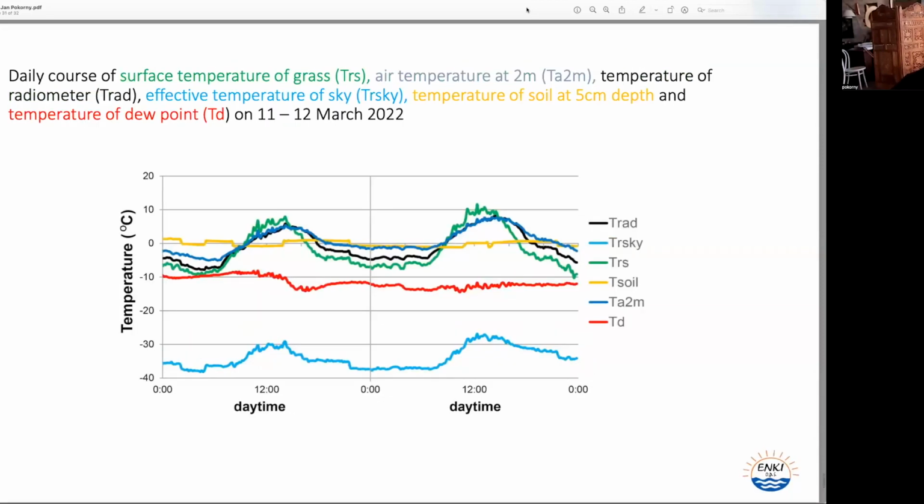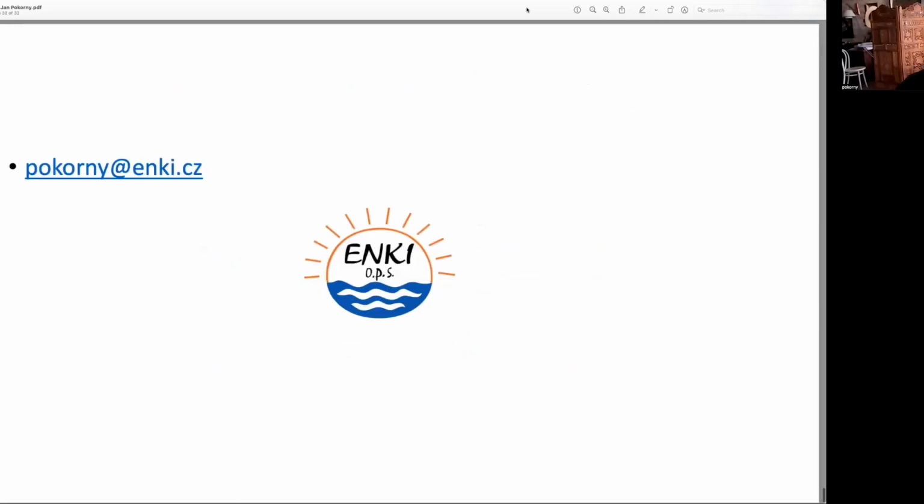Next, please. And here are temperatures. So the effective temperature of sky is almost -40, and surface temperature of grass, it's the green one, is up to 10. Next one. So back, please.